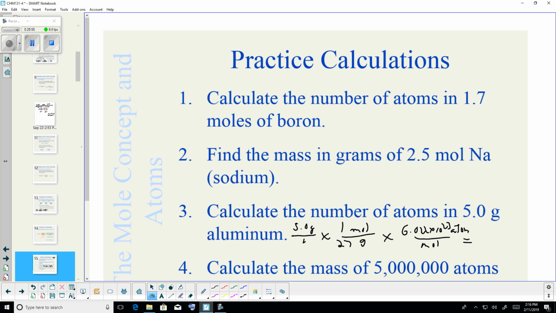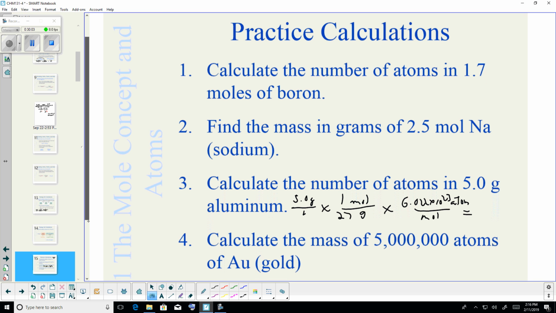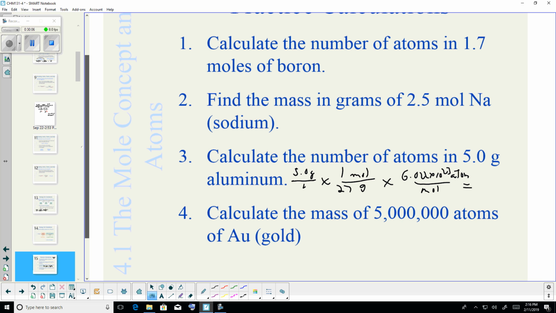You afraid of leaving fingerprints? Oh, okay. So everybody see what we did on number 3? Everybody okay with that? Because later on when we get to chemical equations, it's going to come into being.